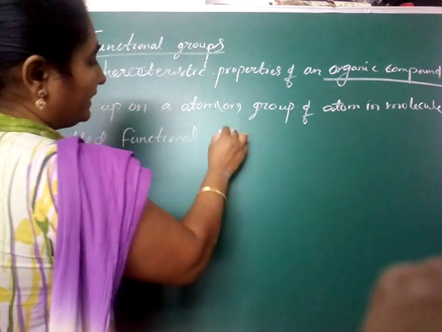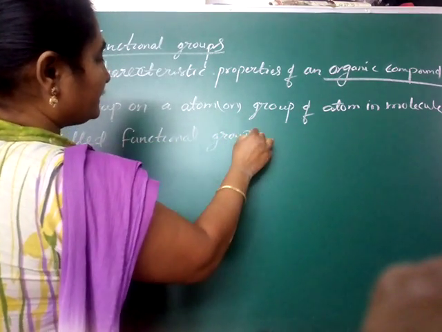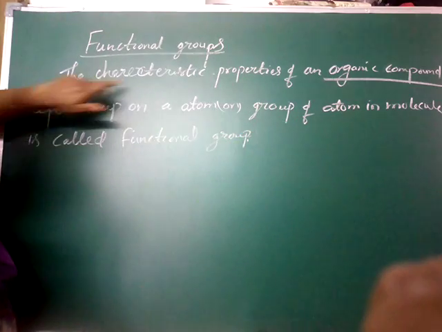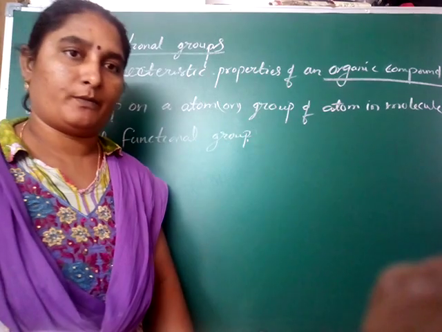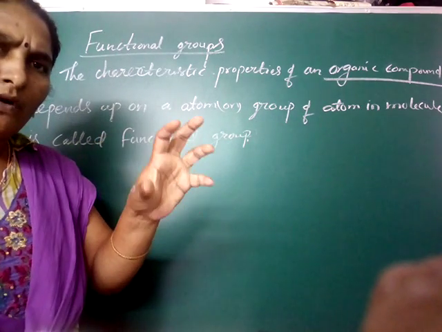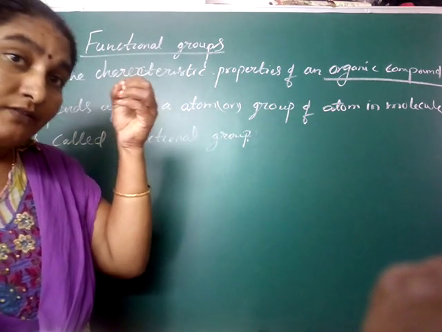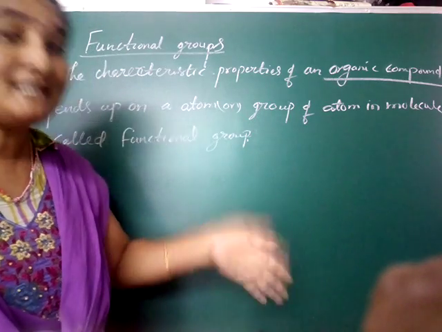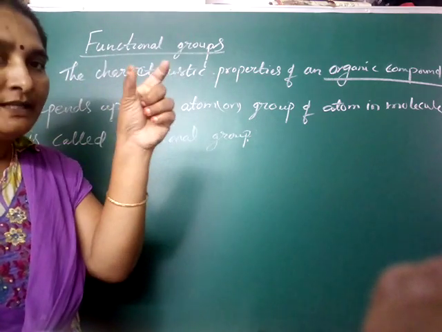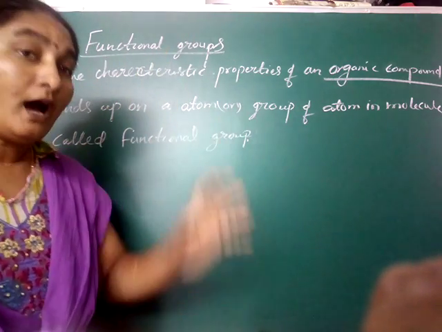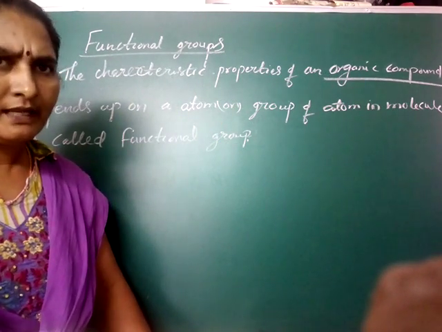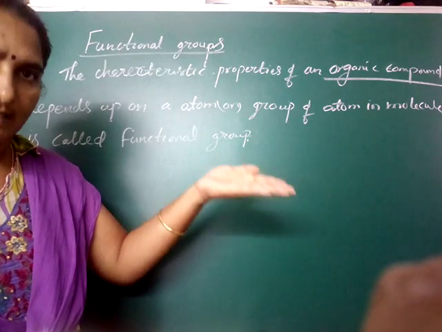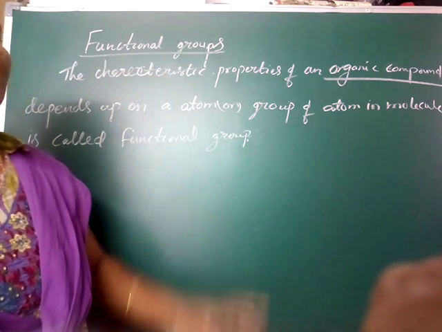In the name only, in the definition only. See the characteristic property of an organic compound. That means the total characteristic of the compound depends upon this functional group only, that is, upon an atom only, or a group of atoms only. Then you can say this is this compound. That's why it is called the functional group.